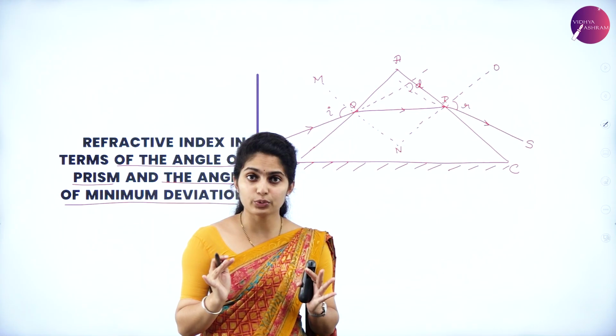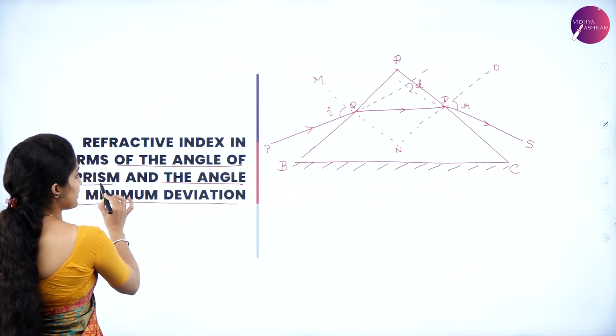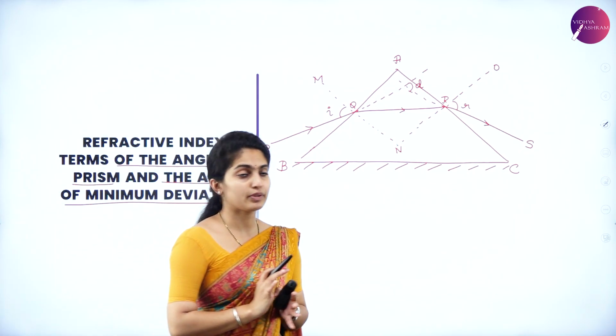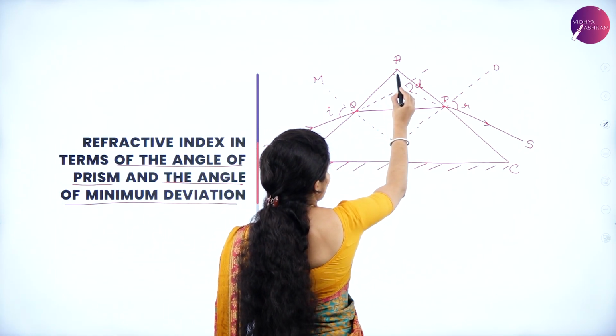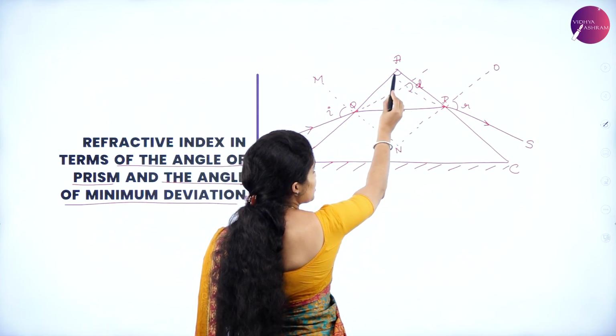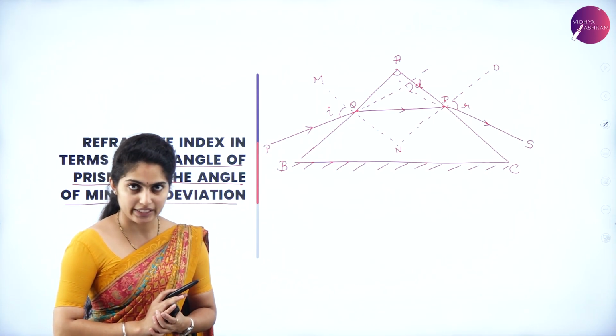What is our duty now? It is to check the angle of the prism and the angle of minimum deviation. Angle of the prism, call it as A. This is the one we have to check, and angle of minimum deviation. So these two are the ones we have to identify. This is our duty now.